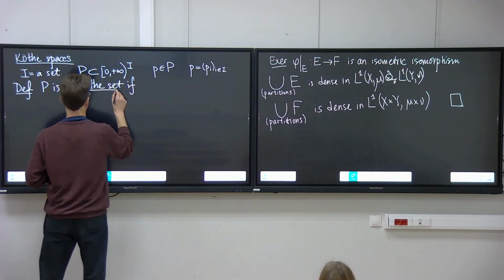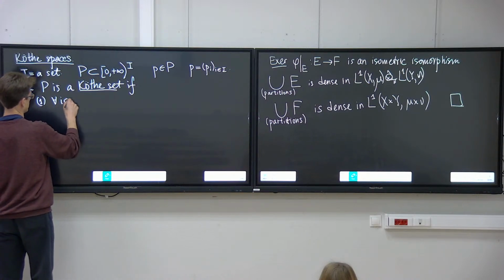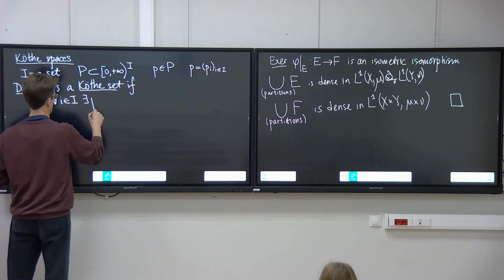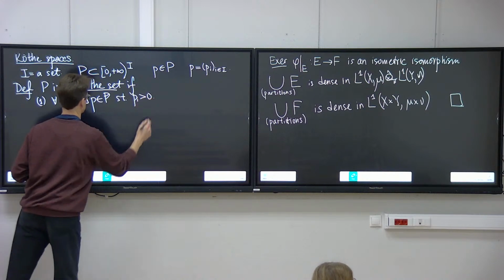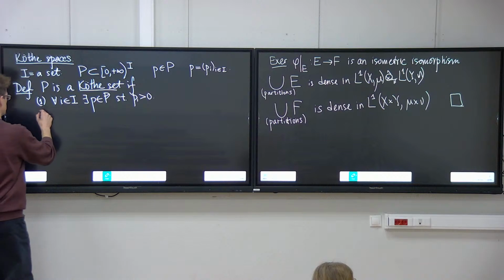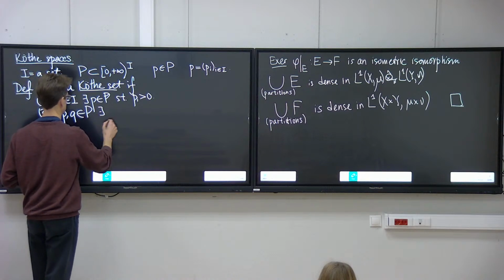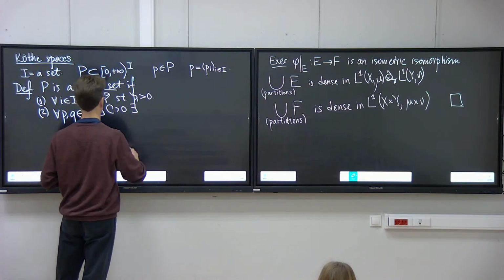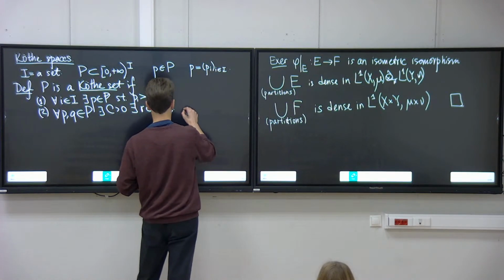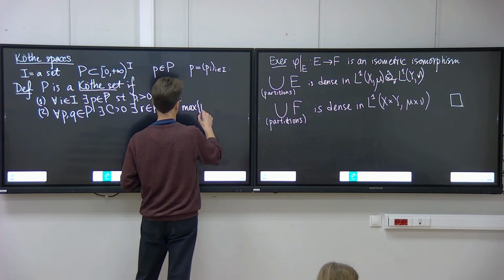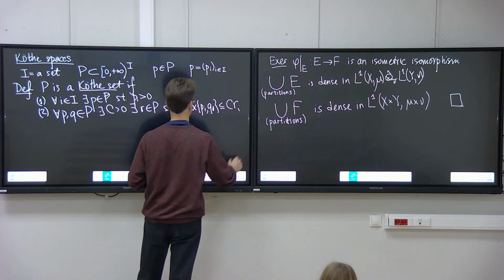If it satisfies the following conditions. First of all, it is separating, in the sense that for every i, there is a function p in P such that the ith coordinate p_i is strictly positive. And second, P is directed: for any two elements p and q in big P, we can find a constant C and another element r in P such that the maximum of p_i and q_i is less than or equal to C r_i for every i.